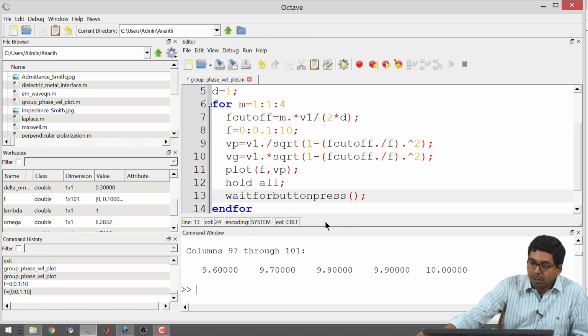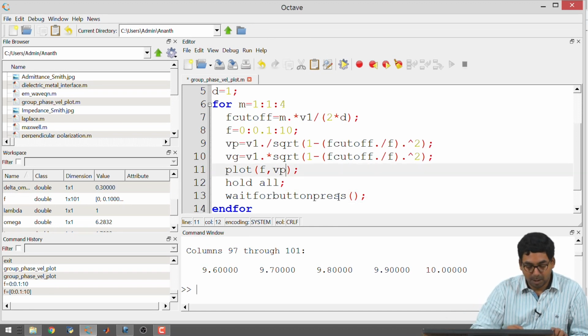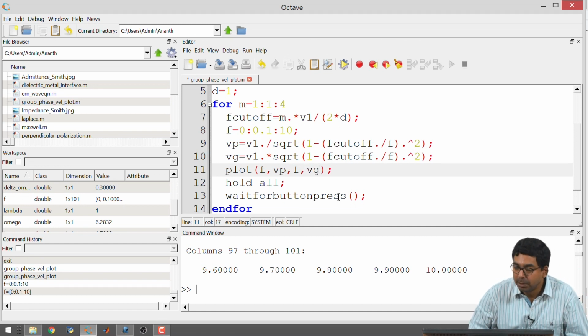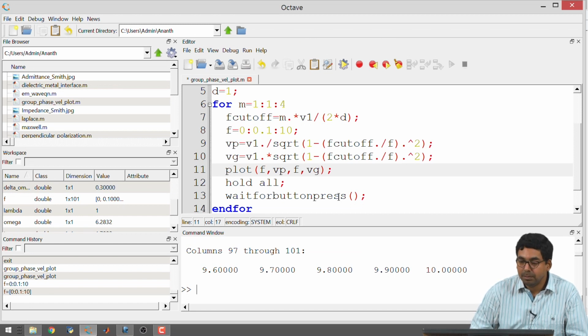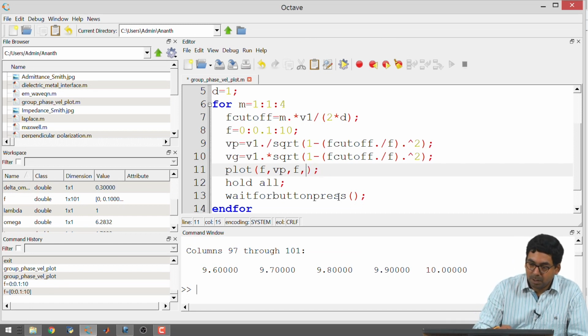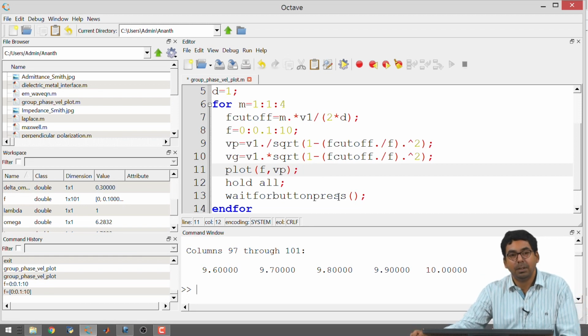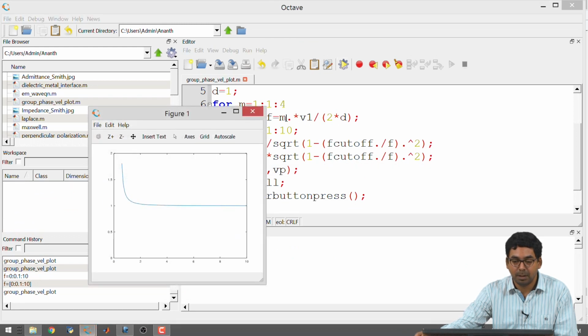Okay. And to make it a little bit more interesting, what I will do is I will also put f comma Vg, right, the same plot. So, I will have phase and group velocity. Maybe first I will do phase velocity to distinguish between the two, right, and then I will come to the phase and the group velocity. So, I will just run this, right.